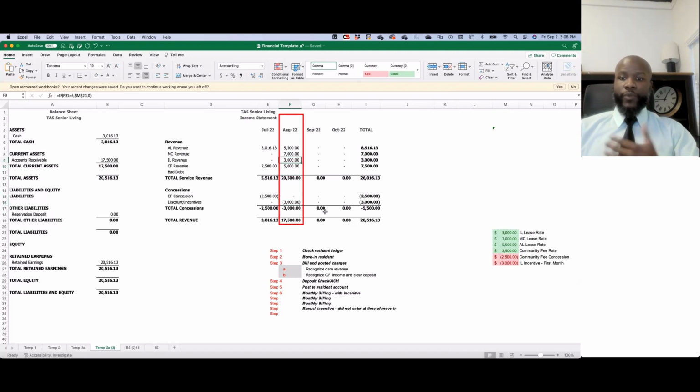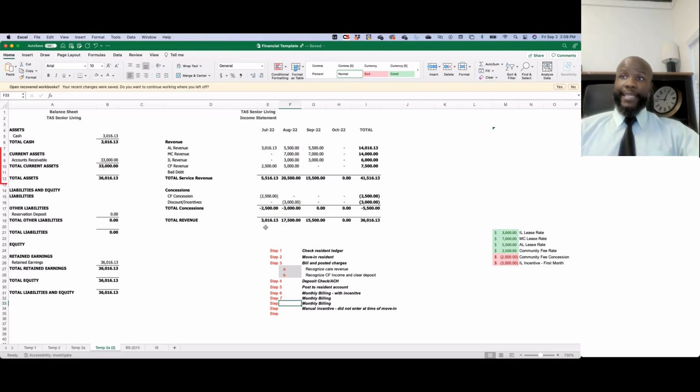So this resident, we wouldn't get a check from this resident until the following month when we bill. So I'm going to circle back to that, but we've got an incentive right up front. We did it at the time of move-in, and we've recognized it in the month that it applies to, which is important. So we've got gross revenue, but then we got a net revenue of the 17.5 because we got the incentive.